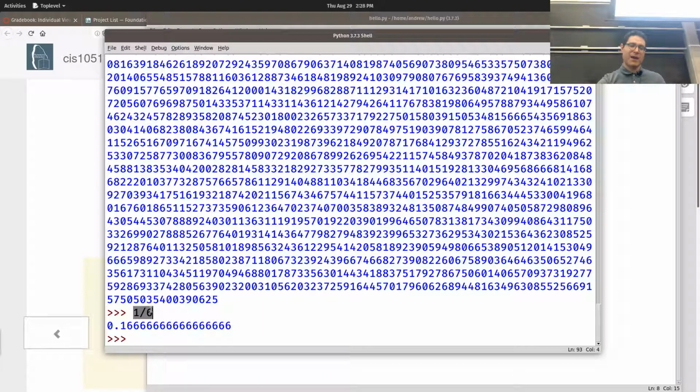Also notice that 1 divided by 6, that was an integer divided by an integer, that produced a floating point. So whenever you use this single division sign like this, that is floating point division. It says I want to convert my operands into floating points, and the answer is going to be in floating points. Because that's what most users expect to happen.